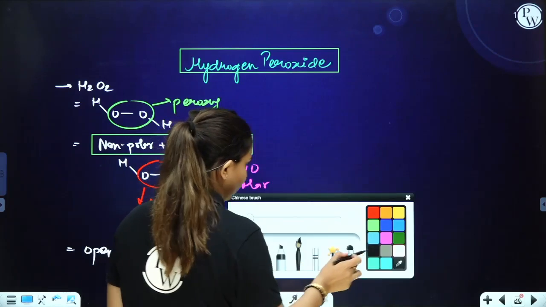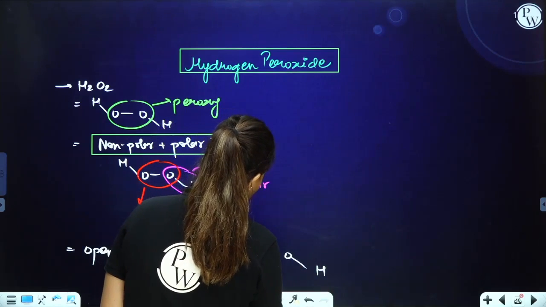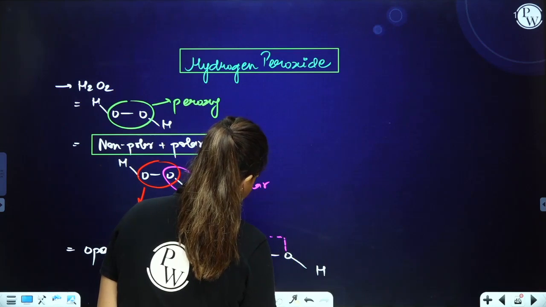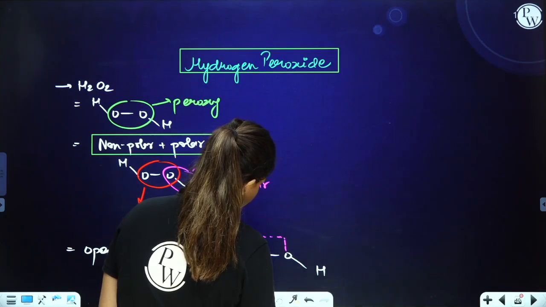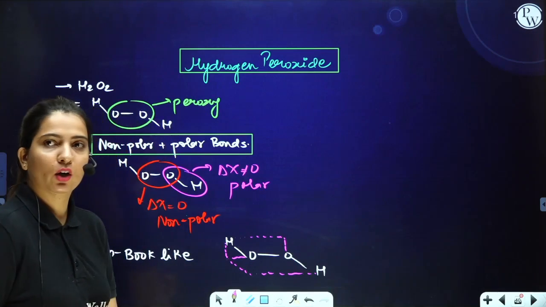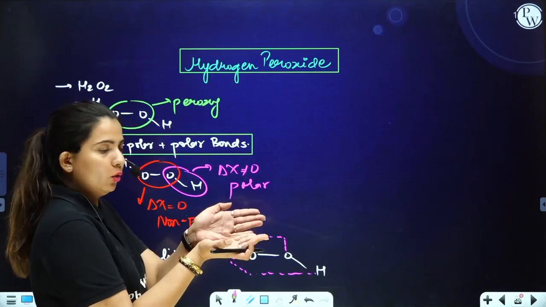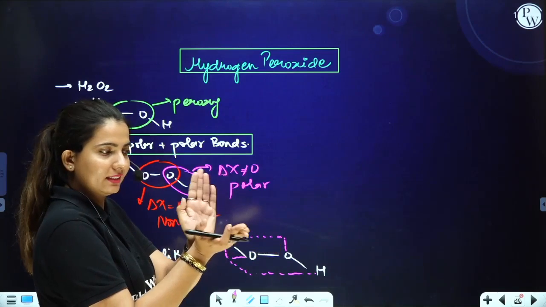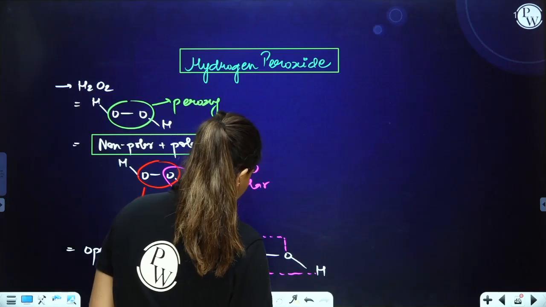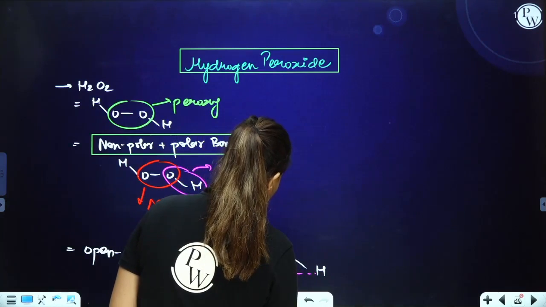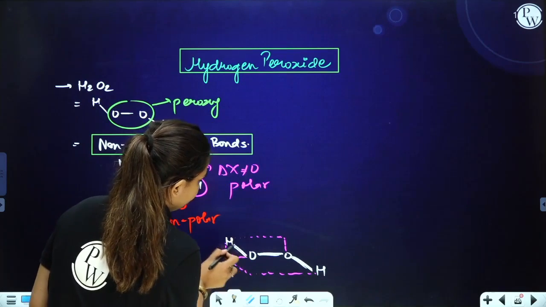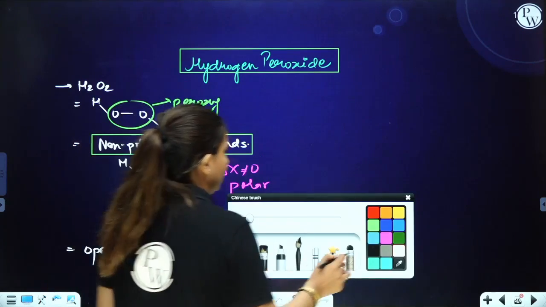This is the structure of hydrogen peroxide. It has an open book like structure. A book is opened like this. So, open book like structure. This molecule has the open book like structure. Okay. Now let's move forward.